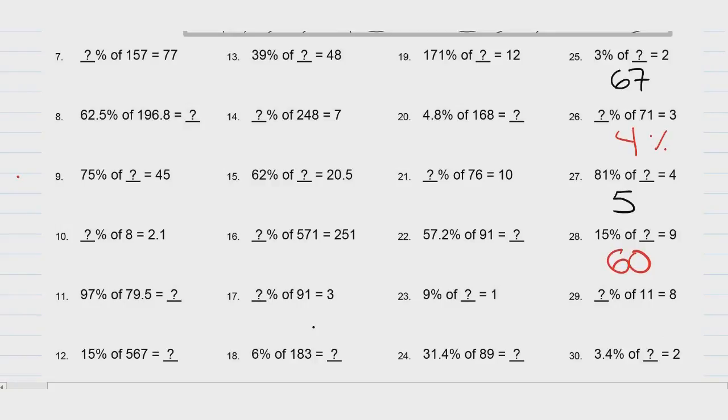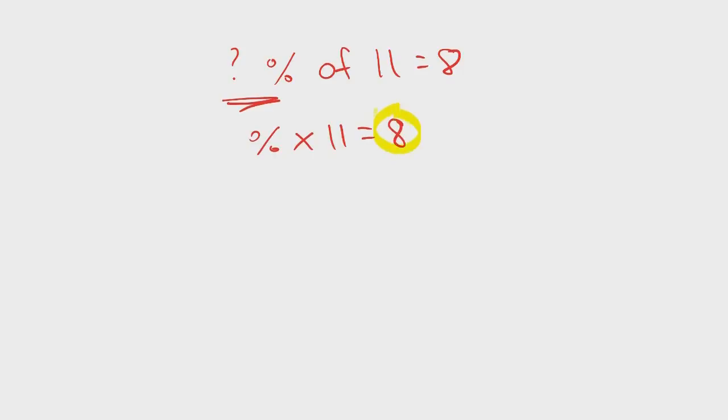29. What percent of 11 equals 8? Again, we're going to be doing a division problem because we are missing the percent. So it's a percent times 11 equals 8. Again, all we do is take this number right here and divide it by this number. I'll just rewrite it for you really quick. 8 divided by 11 is going to give us a percent. When we solve this, we're going to need 3 numbers to the right of the decimal because when we're done, we're going to have to move the decimal 2 spaces over and we will have to estimate.